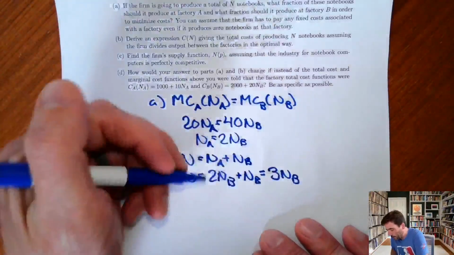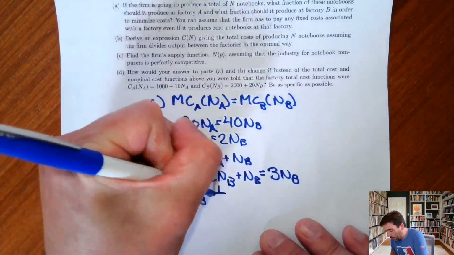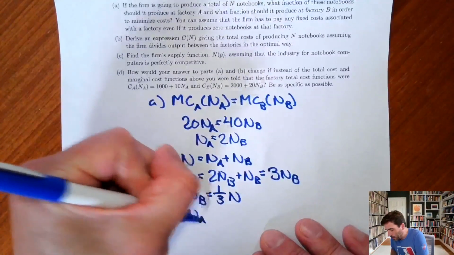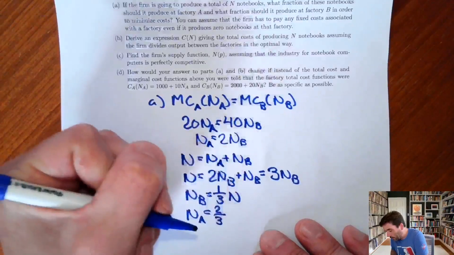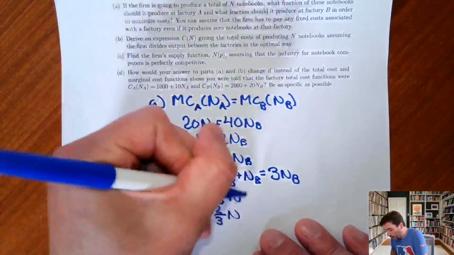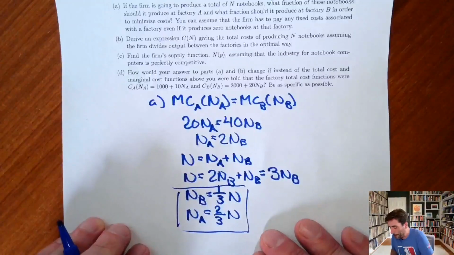What I really want to solve for here is NB, not N. So I'm just going to move that 3 to the other side to get that NB is equal to 1/3 N. And that means that NA, which is 2 times that, is going to be 2/3 N. All right, so there is our final answer for part A.